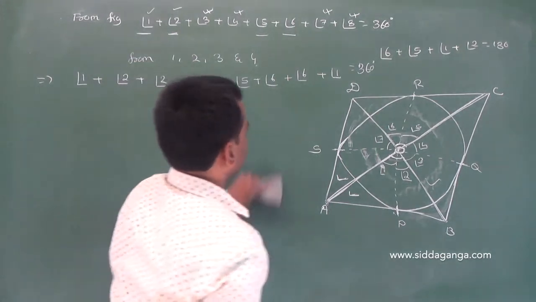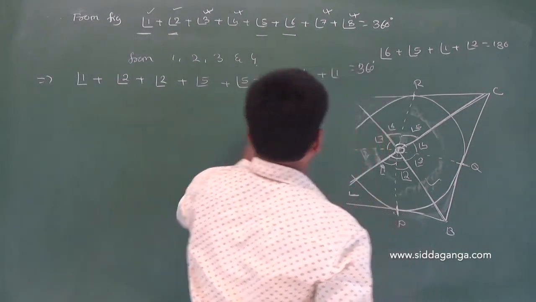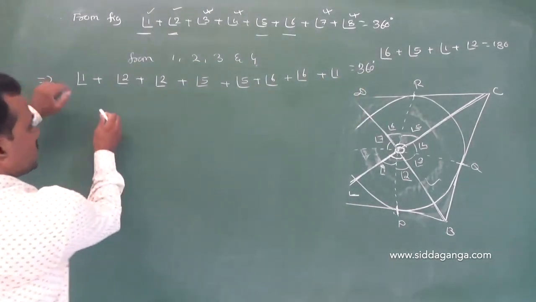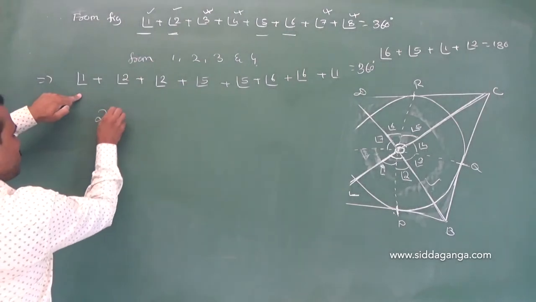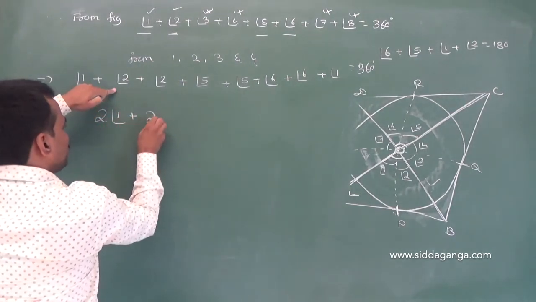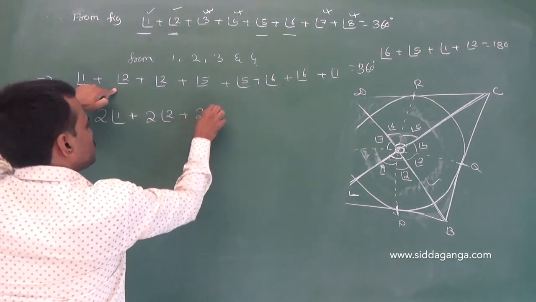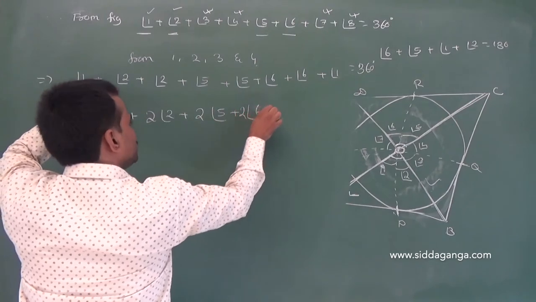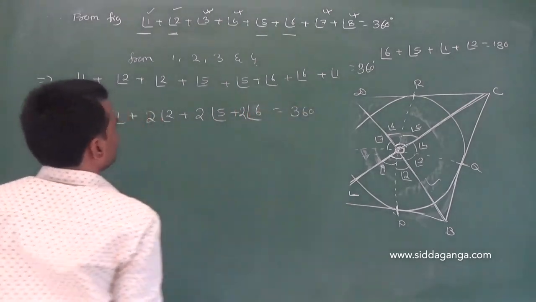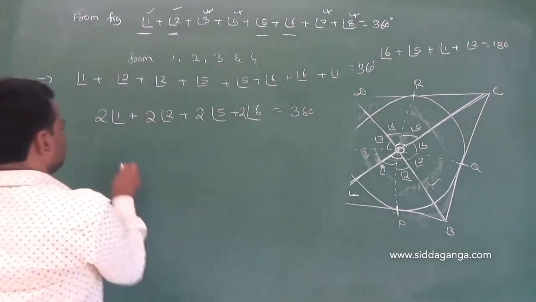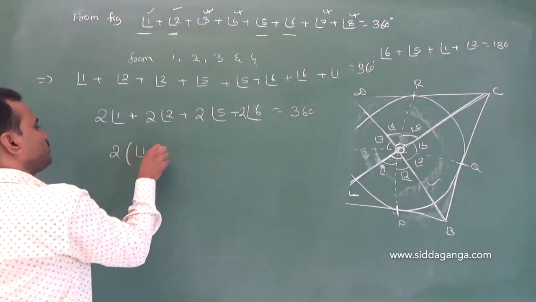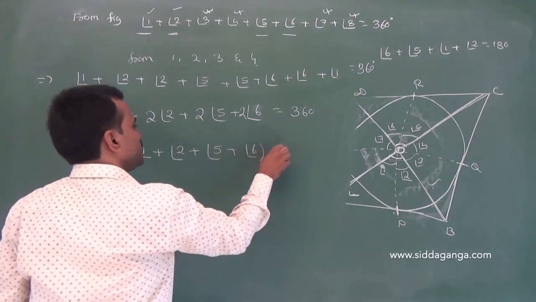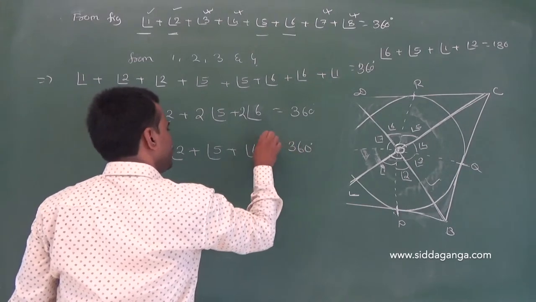So I rub this one. One D also I rub. So we want. Okay, left. See, 1 plus 1, 2 times of 1 plus 2 times of 2, plus 2 times of 5 plus 2 times of 6. You see how much? 360 degree. What we do? We take 2 common. 2 times of angle 1 plus angle 2 plus angle 5 plus angle 6 is how much? 360 degree.